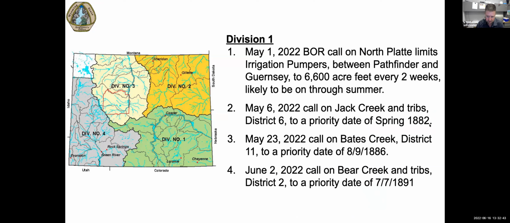And as you can see, it's a spring 1882 call. So it's a territorial right making that call. May 23rd, we had a call on Bates Creek, which is District 11, give or take around Casper. And that's another territorial call, 1886. On June 2nd, we had a call on Bear Creek and Tribs in District 2, give or take Horse Creek, LaGrange type area in Southeast Wyoming. And again, that is a 1891 call.